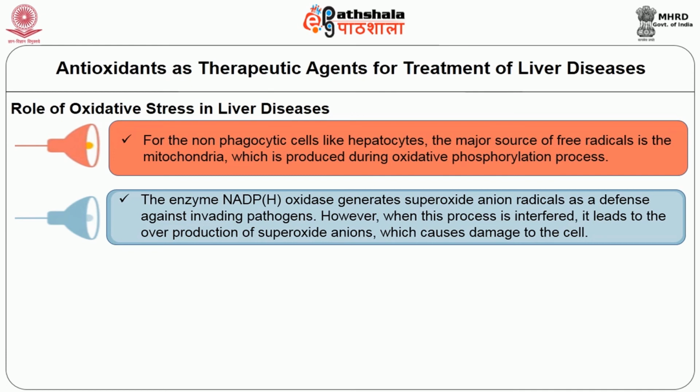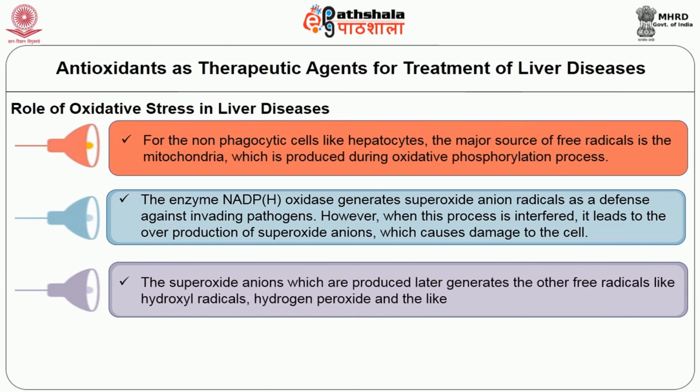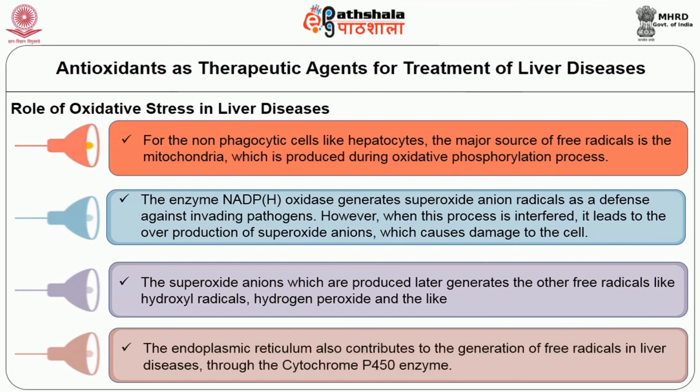However, when this process is interfered with, it leads to the overproduction of superoxide anions which causes damage to the cell. The superoxide anions which are produced later generate other free radicals like hydroxyl radicals, hydrogen peroxide and the like. The endoplasmic reticulum also contributes to the generation of free radicals in liver diseases through the cytochrome P450 enzyme.